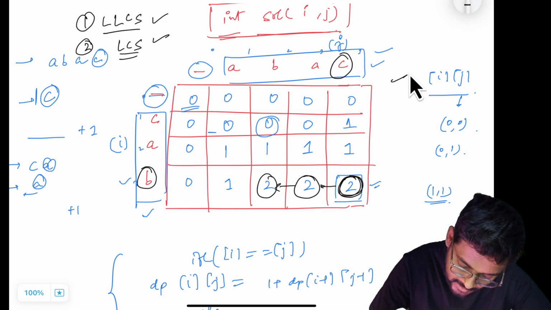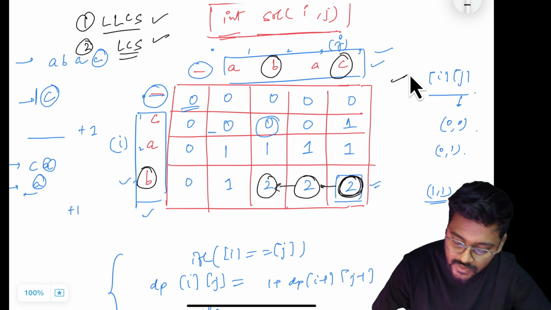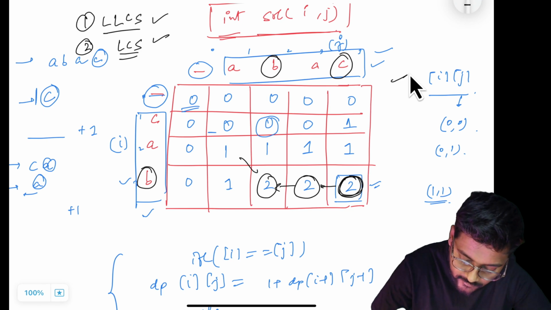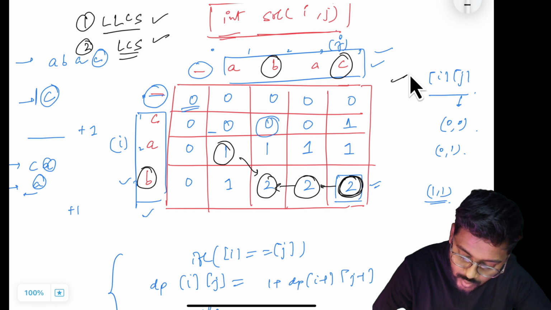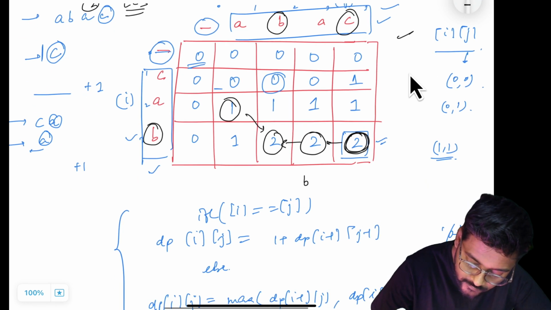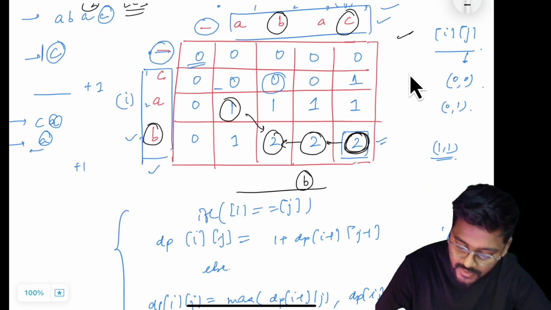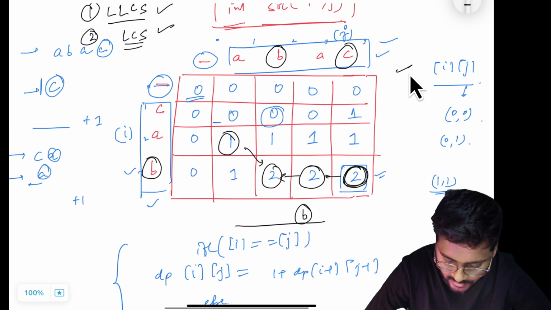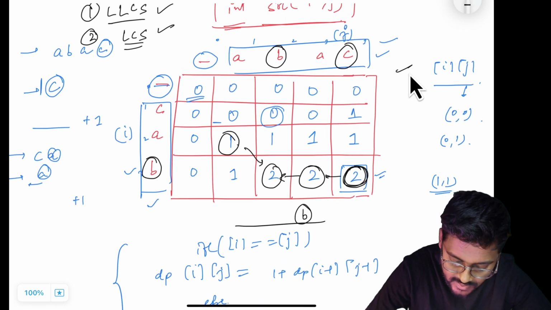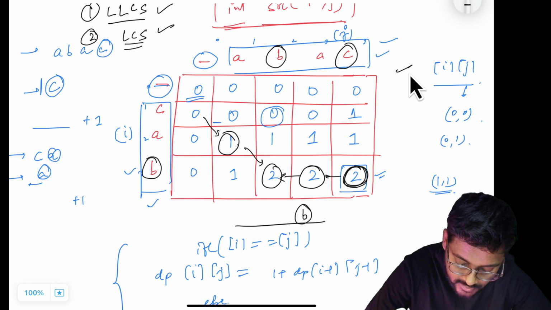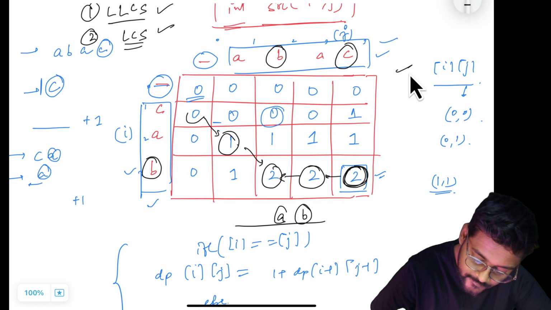Now B and B, comparing B and B are same. It means it is coming from diagonal. Coming from diagonal means this B is common. B is a part of LCS. So now capture B. Correct. Now at this position I am coming at 1, 1. A and A is also matching. It means the value is coming from diagonal. So this is 0 to 1. So this A also you have to capture.